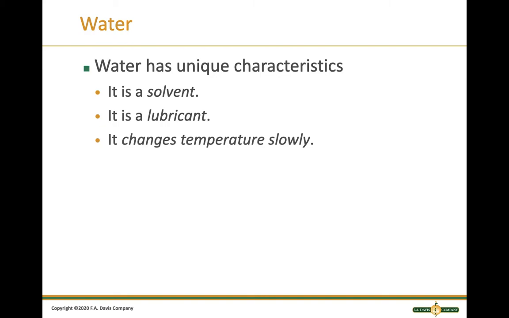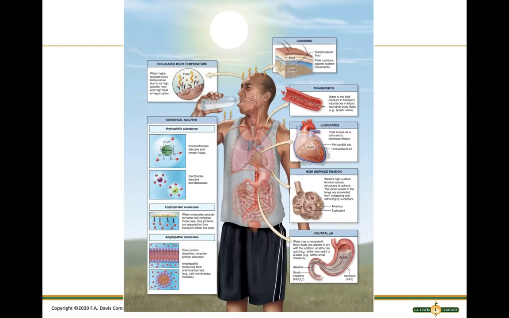Another important characteristic of water is that it changes temperature slowly, and since you're mostly water, that means you change temperature slowly as well. So this figure shows some things again that it does. It helps regulate body temperature. It is a solvent, so you can see it can dissolve things. Cushioning, it transports things, that's kind of along with being a solvent. The lubrication.